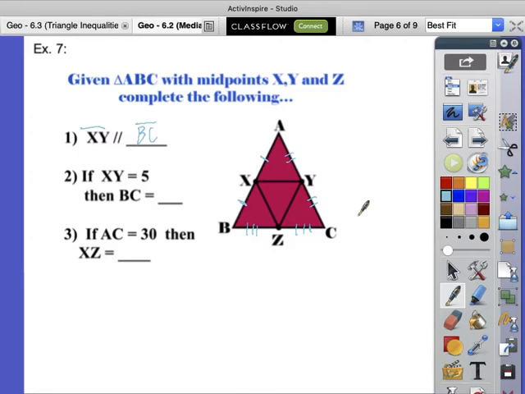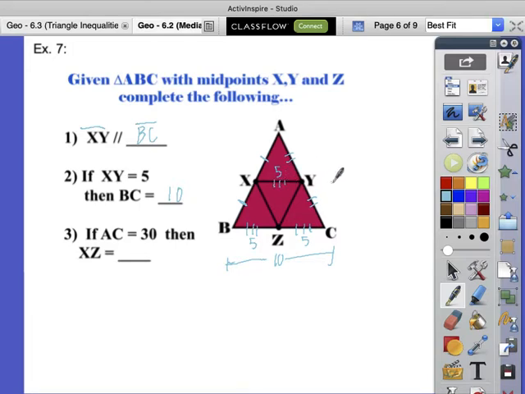If XY is 5, what would BC be? 10. Yup. Now, extra question on number 2. If BC is 10, what would that make BZ? 5. And what would that make ZC? 5, 10. So hey, wait, what do I notice about BZ and XY? They're the same, right? Because this is half of the whole thing. Okay. So I can put 3 tick marks there if I wanted.